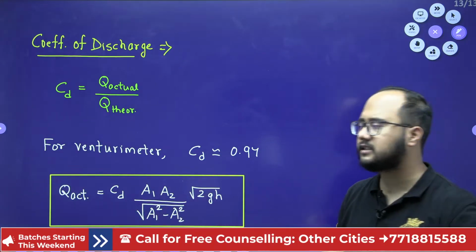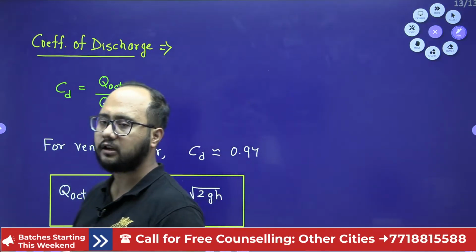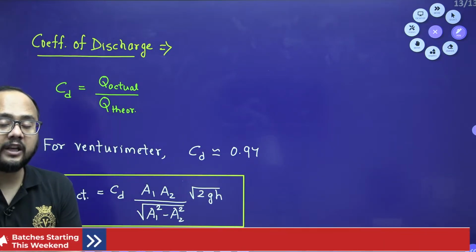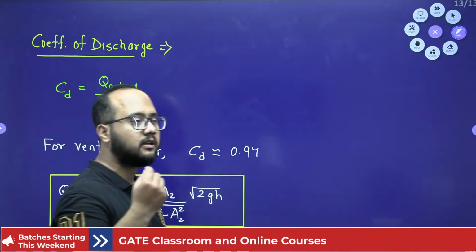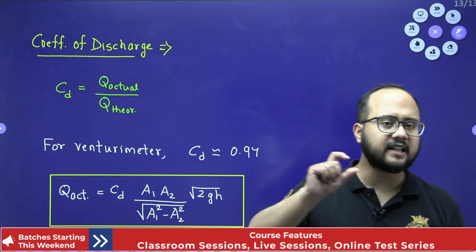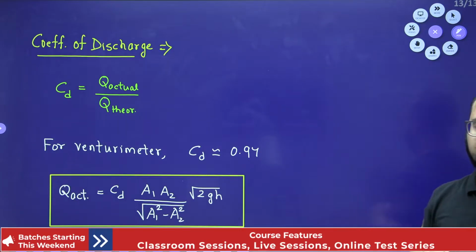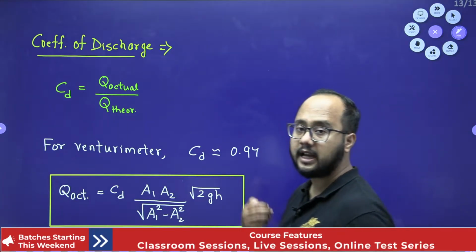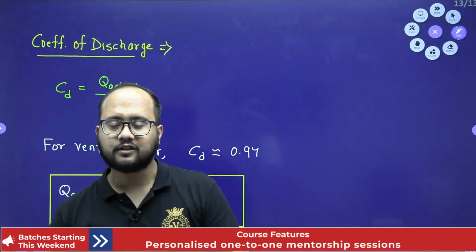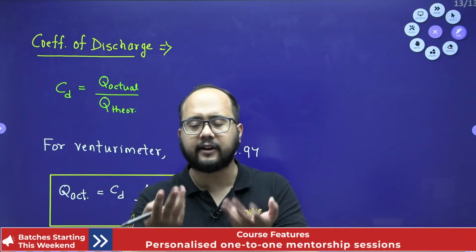Now you will be thinking, sir, how practically can we calculate this CD value? Because every Venturimeter you will be having with some CD values. When you purchase any Venturimeter, CD value will be given for that. So how you will calculate the CD value for any particular Venturimeter? So see how to calculate actual discharge. It is very simple.